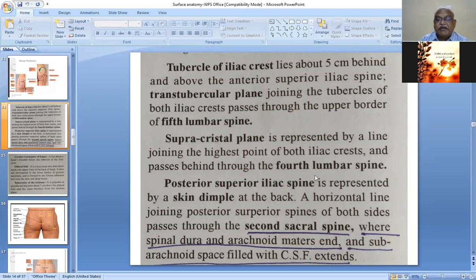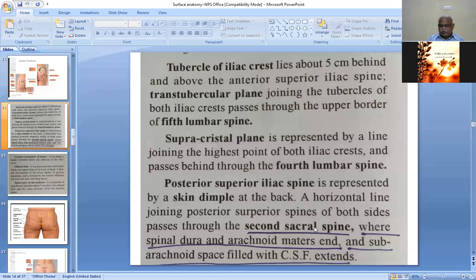Now, the posterior superior iliac spine is represented by a skin dimple at the back. A horizontal line joining the posterior superior iliac spines of both sides passes through the second sacral spine. The tubercle of the iliac crest is above the anterior superior iliac spine; it passes through the fifth lumbar level, and the highest point of the iliac crest passes through the fourth.